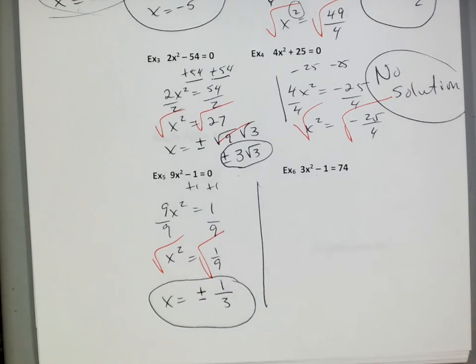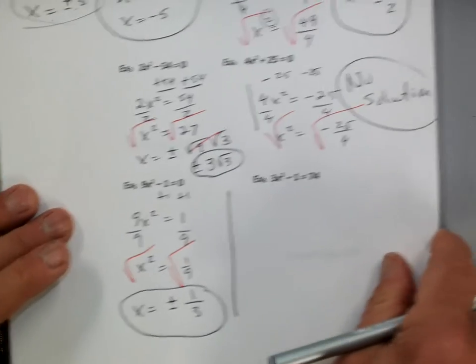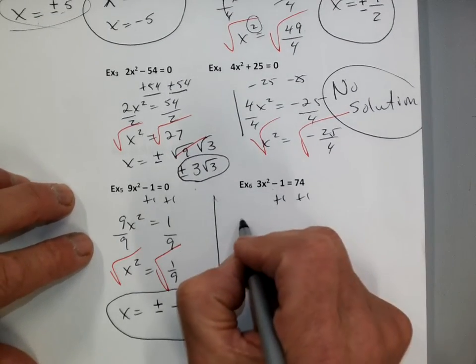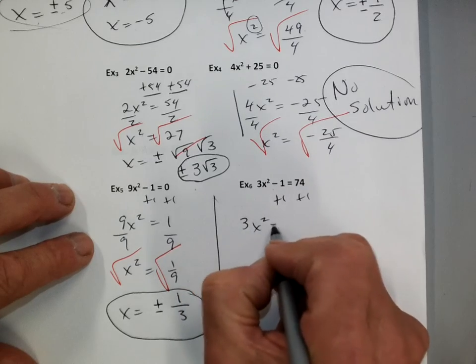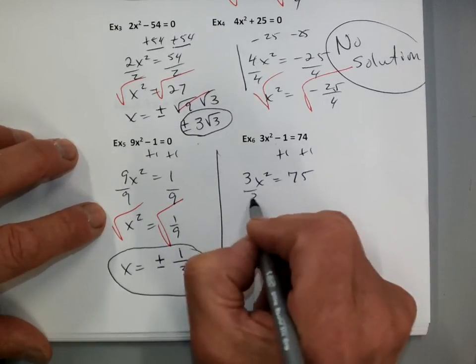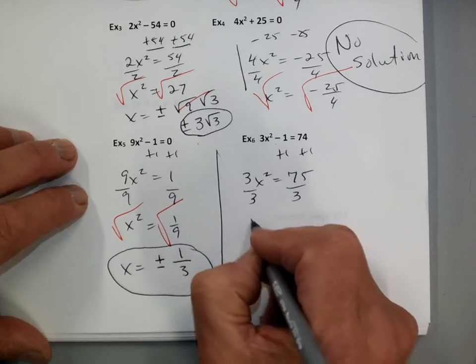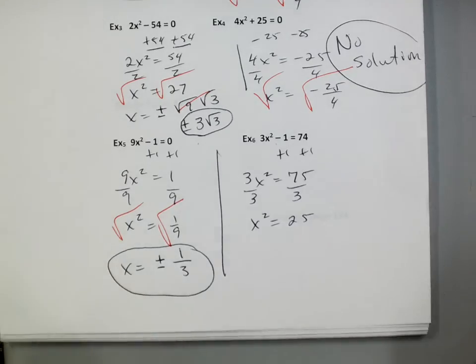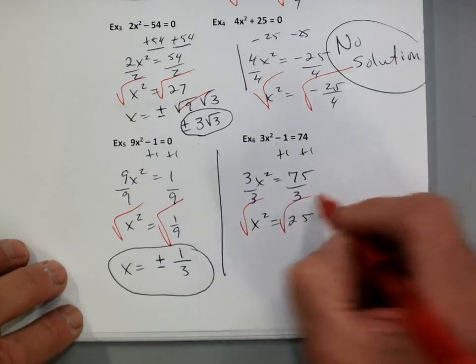Okay. Example 6, piece of cake. Same thing. Plus 1, plus 1. I got a 3x squared equals 75. Divide by 3. Divide by 3. I've got an x squared equals 25. Square root, boom, boom, right?